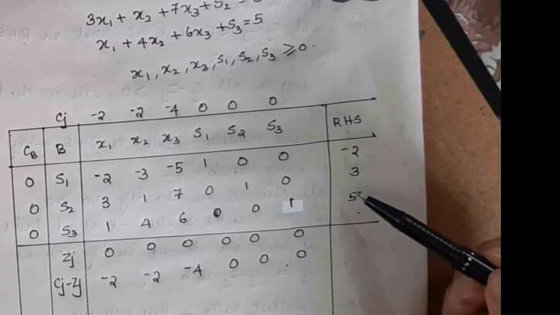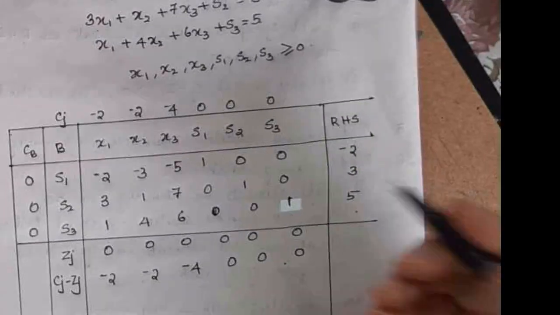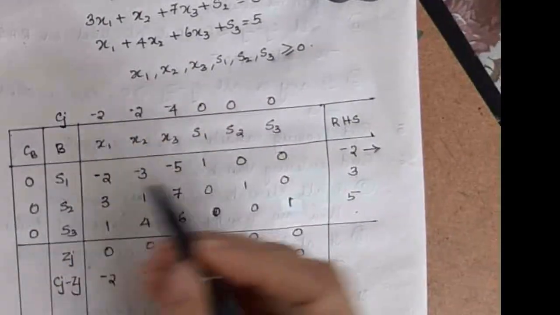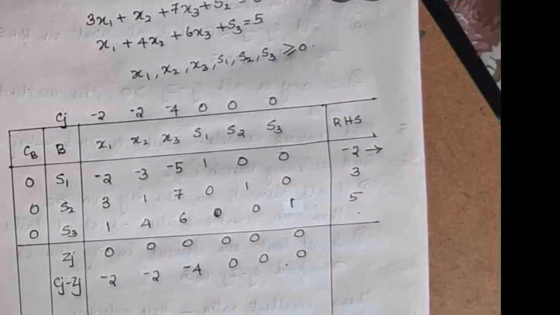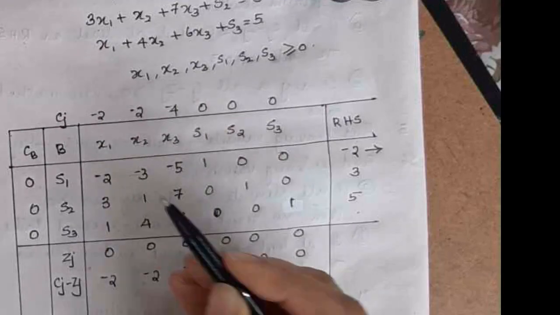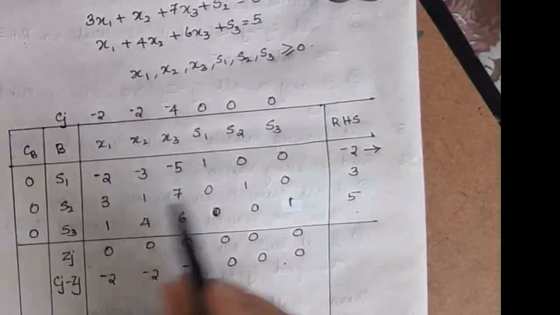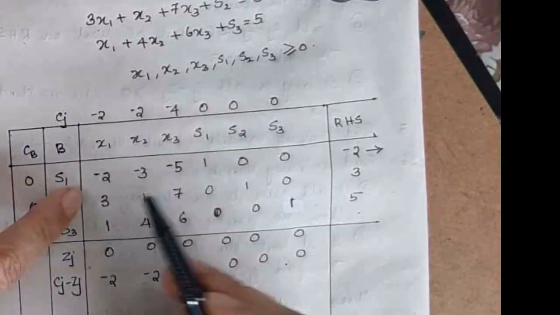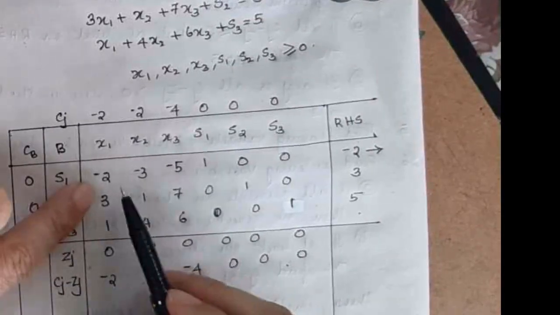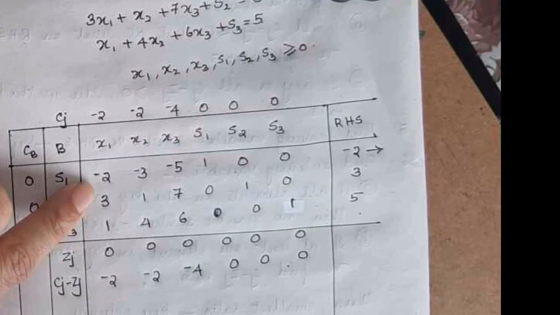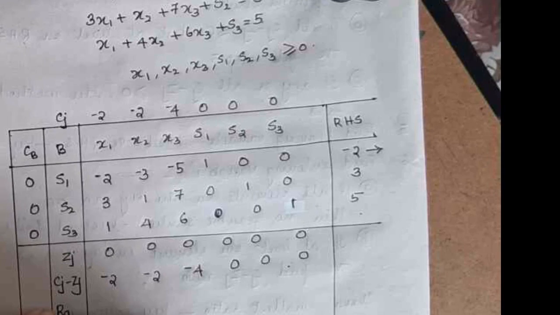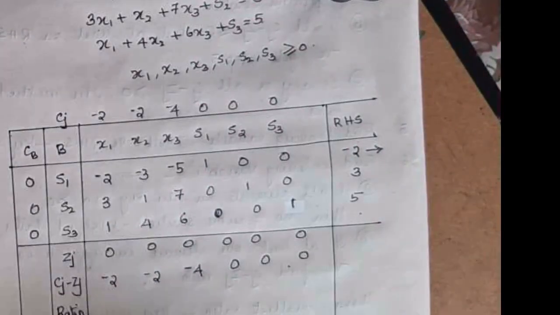If there is more than one negative value, you choose the largest negative. Since there is only one negative value, you choose this. S1 is the leaving variable. Now this will become the key row. Now you have to find the ratio based on the key row. In the key row, if all values are positive, the method fails. But since there is at least one negative value, you can find the ratio. Instead of writing the ratio here, you write it here. That is a difference.